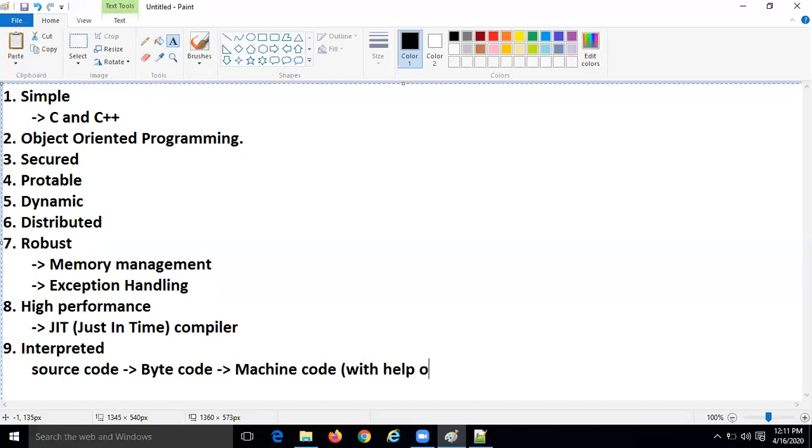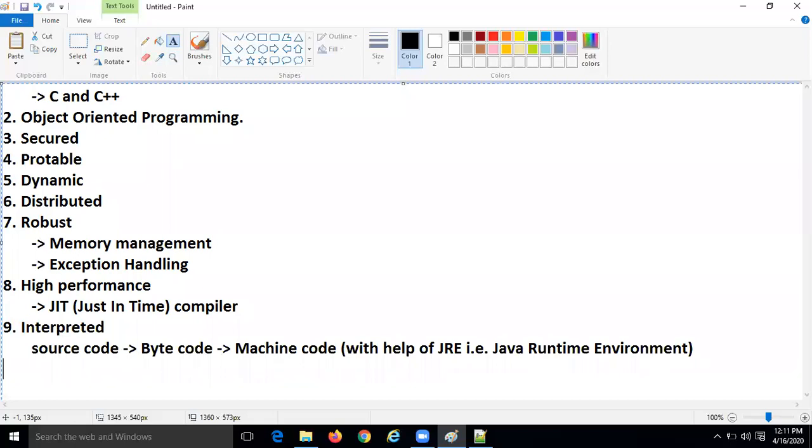With the help of what? JRE, Java Runtime Environment. Java Runtime Environment or environment, we can call one and the same. Okay. Java is what here? An interpreted programming language.